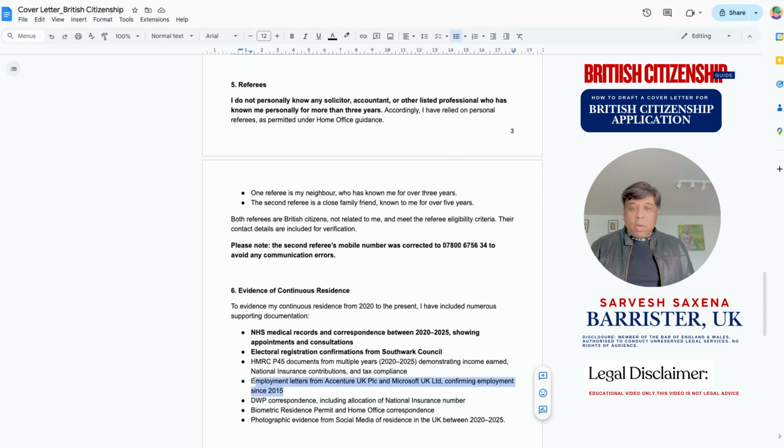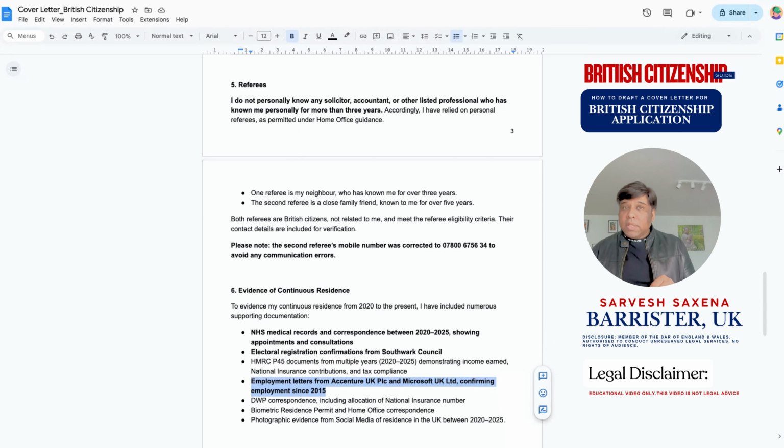Okay. Now, employment letters from Accenture and Microsoft. He also provided that he's worked for two employers, Accenture UK and Microsoft. So it would have given him salary, what is the job title, who's the employer, the place of reporting, address, HR manager, and all of that.